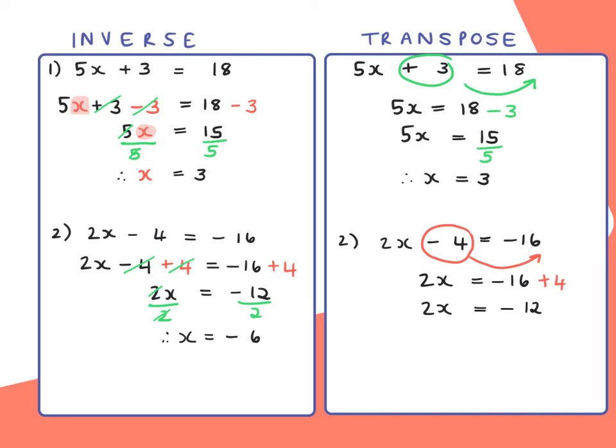Now we do the transposing. We are going to divide by 2 so that I can get x on its own on the left-hand side. So x is going to be equal to negative 6. And we see that for question 2, we arrived at the same answer. So we know we are correct. And it's really as simple as that, everyone.